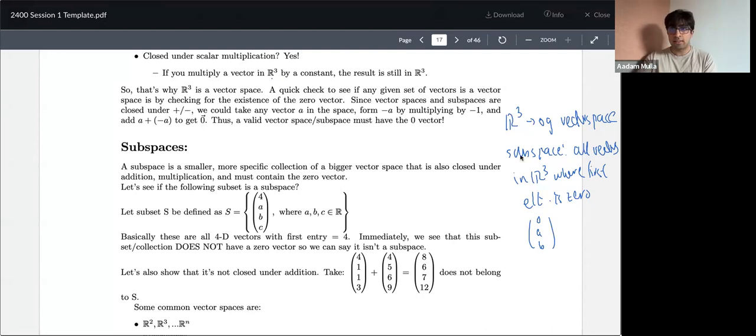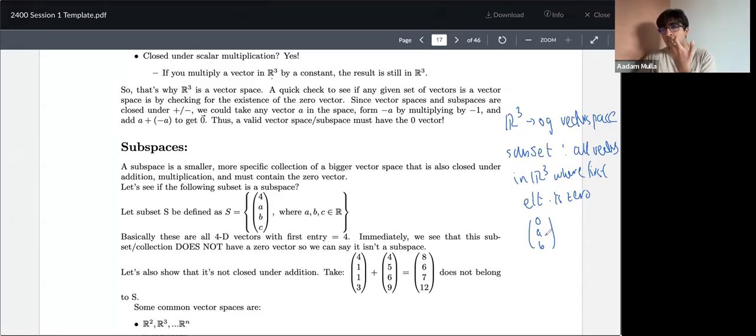So let's see. This thing that I mentioned, I technically should not have called it a subspace. I should have called it a subset. Now let's test if it's actually a subspace. I've said, okay, this is my subset. Is this actually a vector space on its own? Is it a subspace on its own?